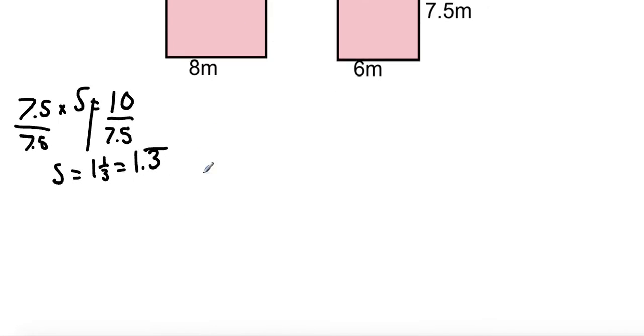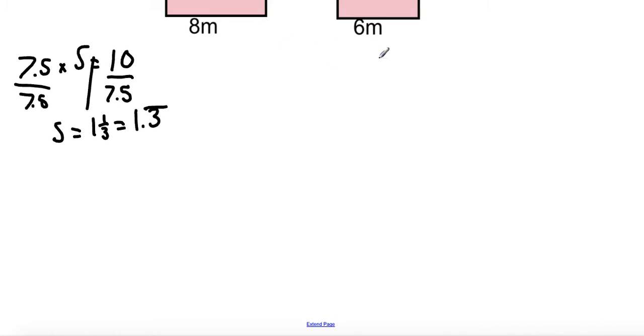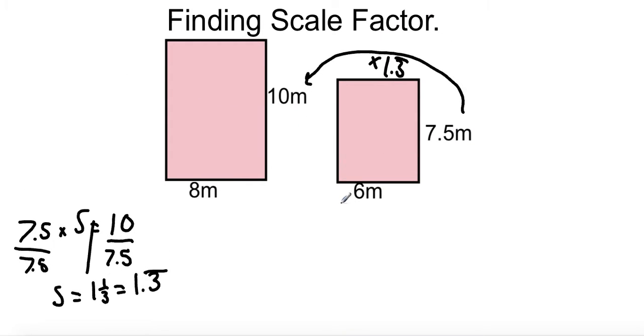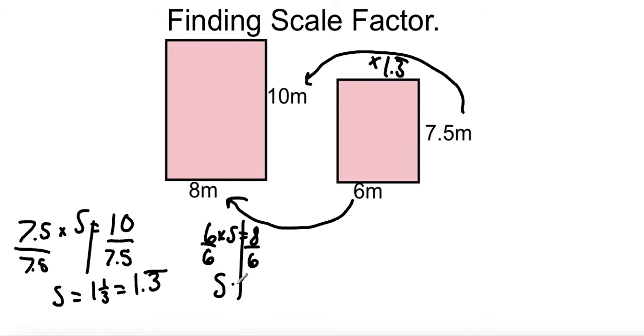Now, I can also use my 8 and my 6 to help me solve this. So you'll see right here that I'll multiply my numbers over here. 6 times my scale factor equals 8. I solve on both sides for s. I divide by 6 on both sides. And again, I'm going to get that my scale factor is 1 1/3. But if I put it in my calculator, it will look like 1.3 repeating.